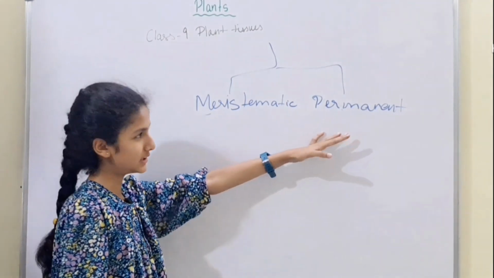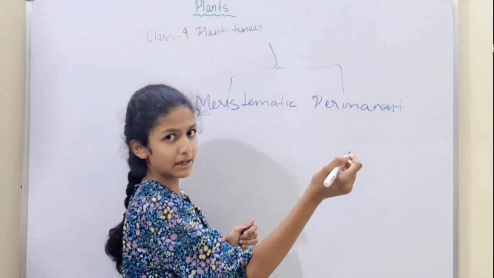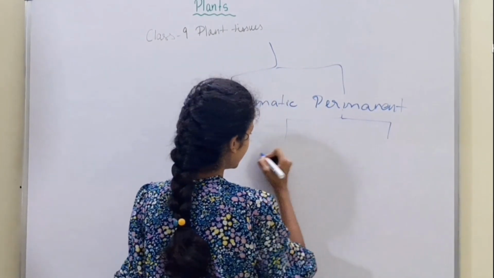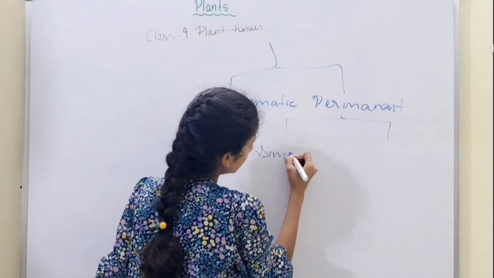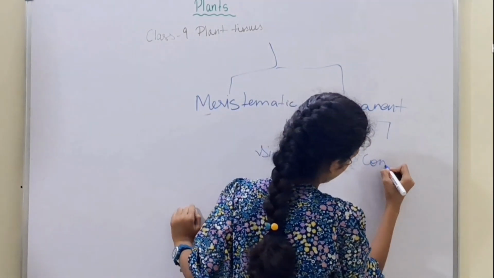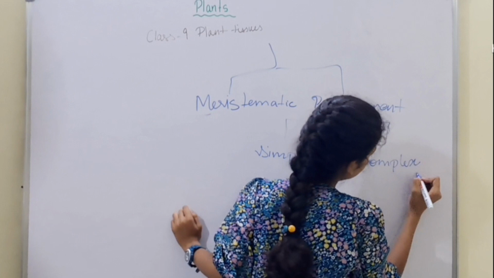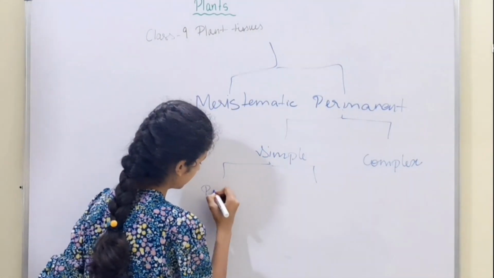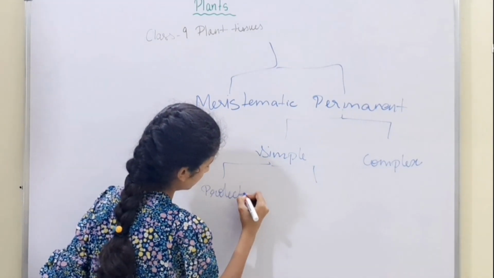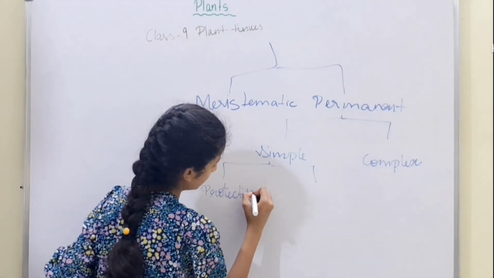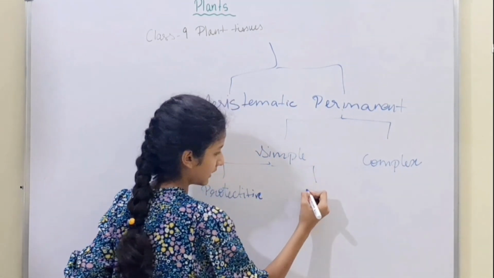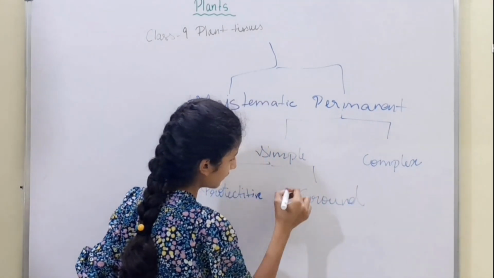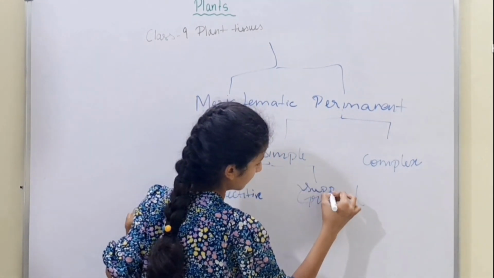Now permanent. Permanent is very vast. In permanent tissue, there are two divisions: simple permanent and complex permanent. In simple permanent, again we have two types. One is protective, and the other is supportive or ground tissue.